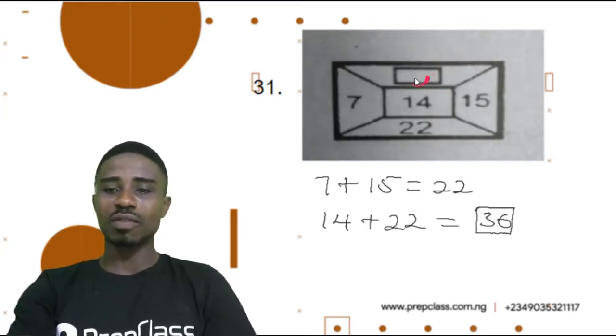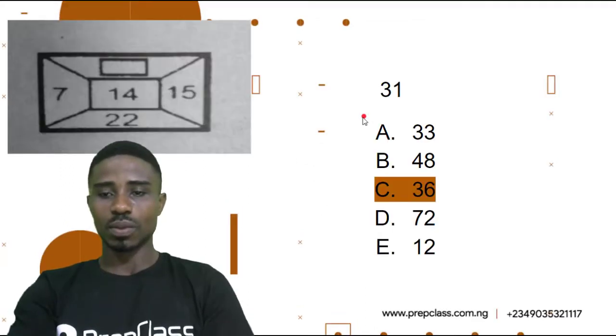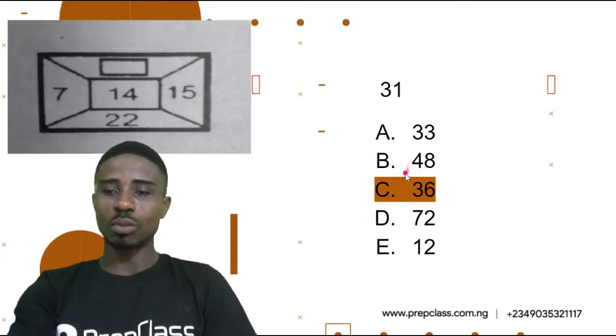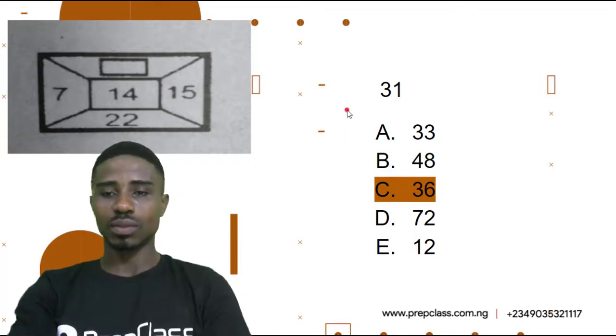So our correct answer for question 31 is 36. Let's check it out. Question 31, option C is the correct answer, and it is 36. Let's move on to the next one.